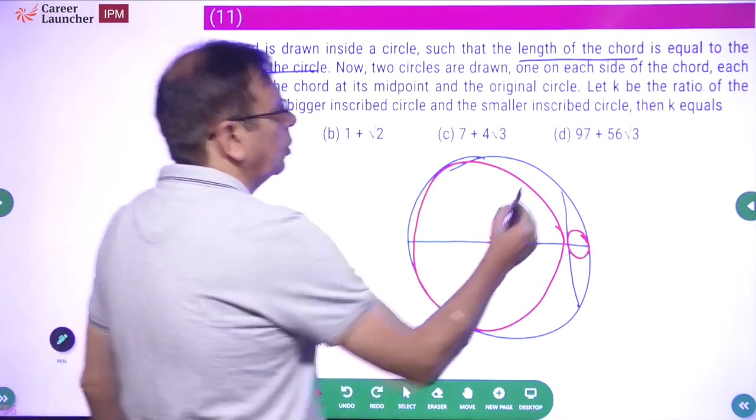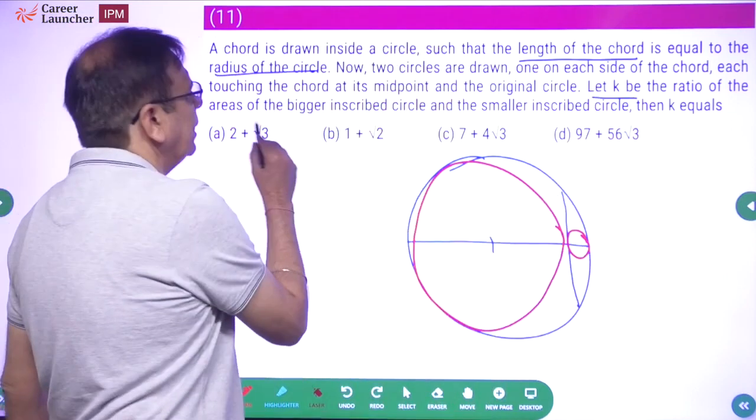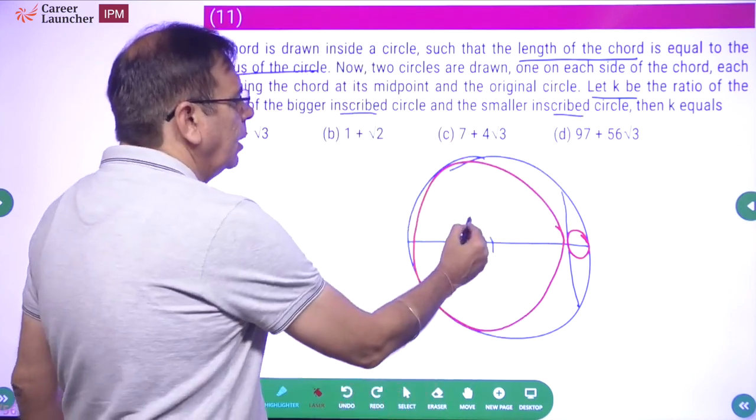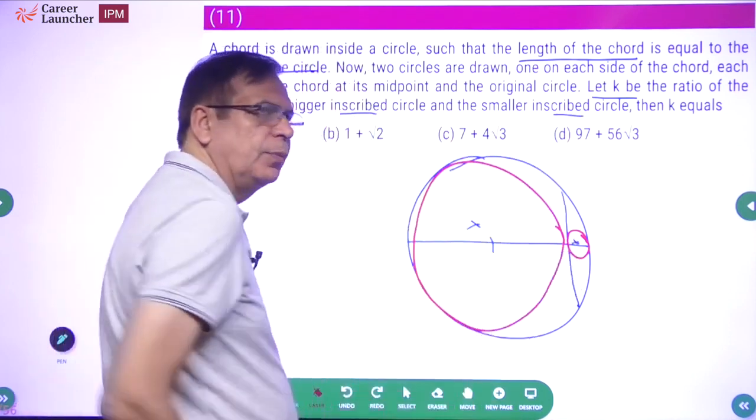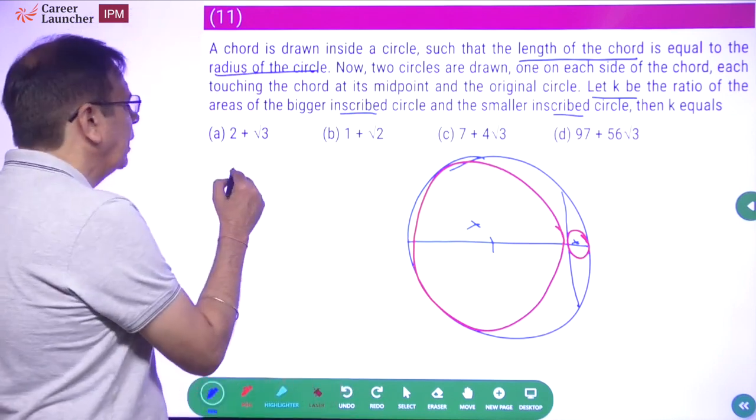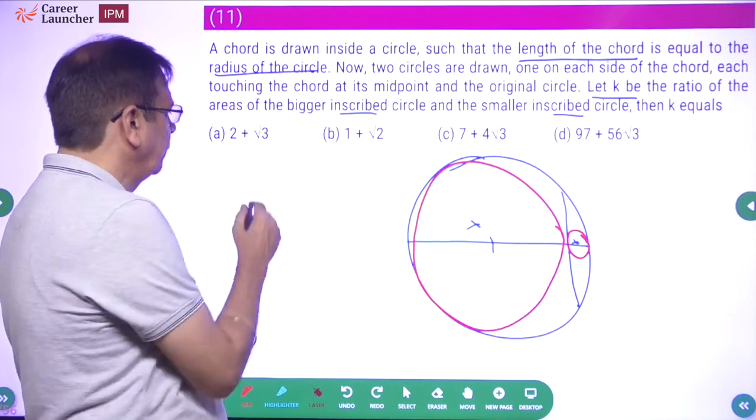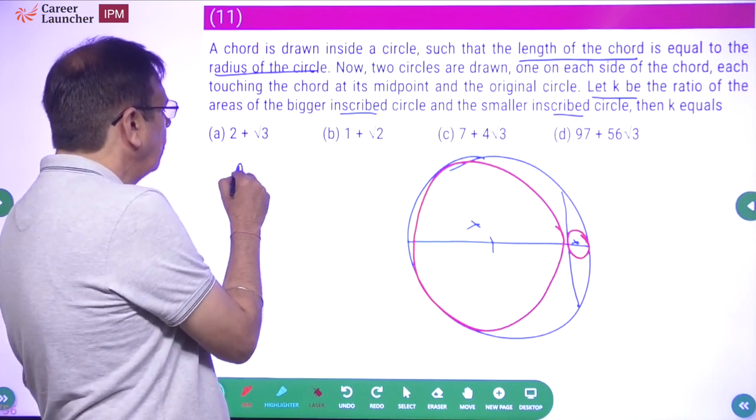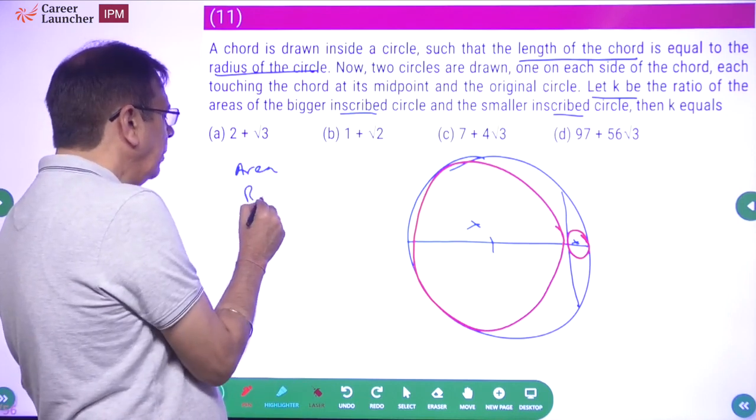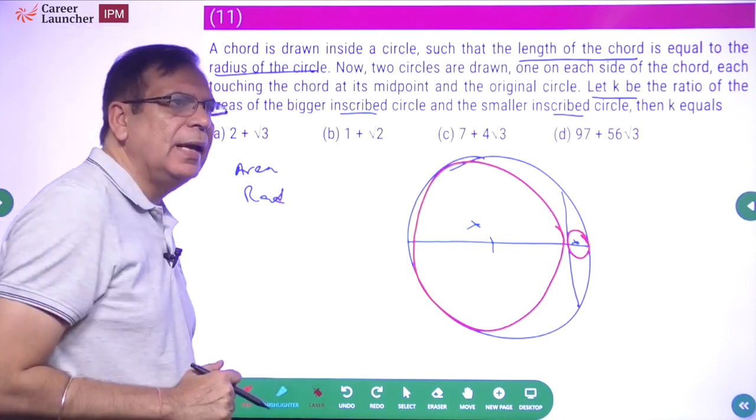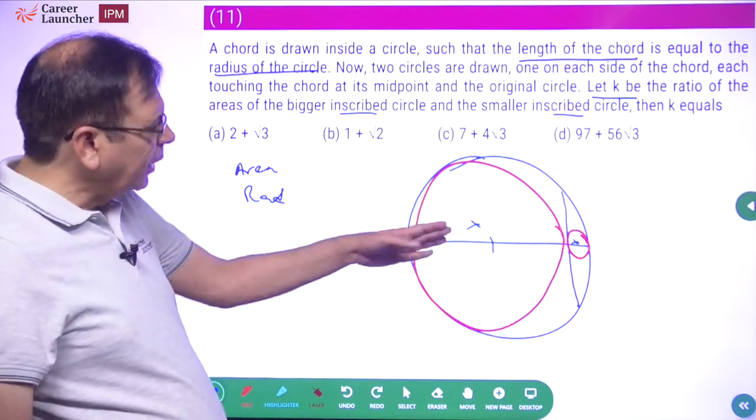Let K be the ratio of the areas of the bigger inscribed circle and the smaller inscribed circle. K is the ratio of the bigger circle to the smaller circle. Ratio of area. Very quickly, the ratio of area is the square of the ratio of the radii. So finding the ratio of area is the same as finding the ratio of the radii. The question is asking for the ratio of the area of the two circles.